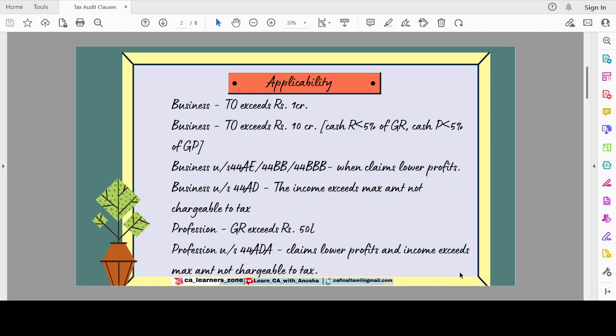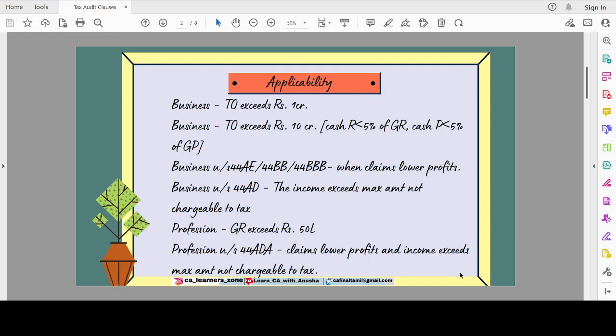Applicability. When the business turnover exceeds rupees 1 crore, tax audit will be applicable. When the business turnover exceeds rupees 10 crore, it applies if the cash receipts are less than 5% of the gross receipts and cash payments are less than 5% of the gross payments. Business under section 44AE, 44BB and 44BBB, when it claims lower profits. Business under section 44AD, when the income exceeds the maximum amount not chargeable to tax. Profession, when gross receipts exceed rupees 50 lakhs. Profession under section 44ADA, when it claims lower profits and income exceeds the maximum amount not chargeable to tax.